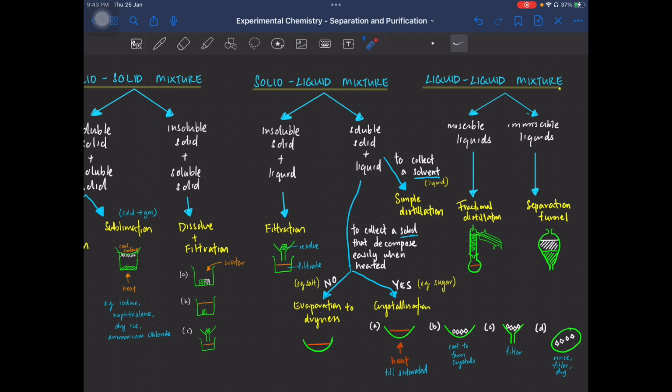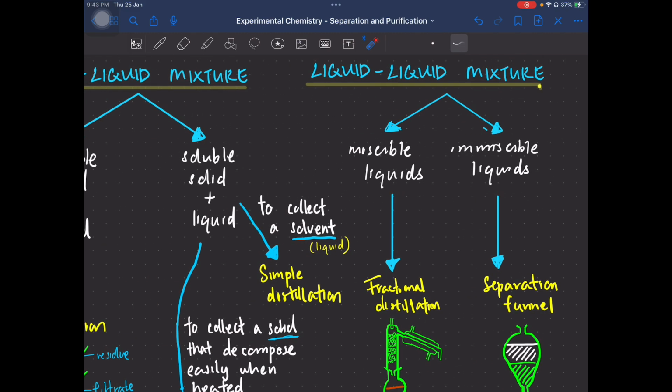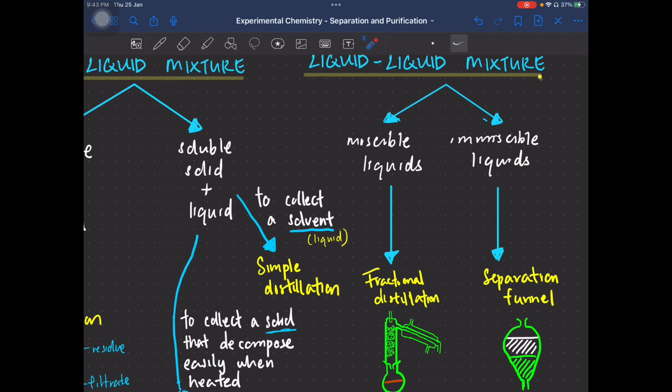So coming to the last type of mixture, a liquid-liquid mixture. Now when it comes to liquid-liquid mixture, it really depends on whether the mixture is consisting of miscible liquids or immiscible liquids. So miscible liquids means they can mix, and when they can mix together, actually you cannot tell them apart. So it makes it very hard for you to separate them. Immiscible means that they cannot mix.